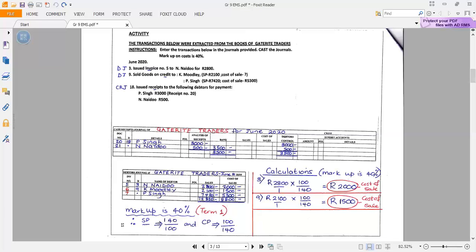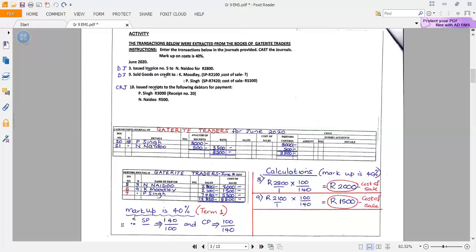Invoice number 5, can you see? Date is the 3rd. I have effected N. Naidu's name there under name of debtor. Then I go to sales. It's 2,800 Rand. That is what is given to us. Can you see that? But remember, we have to calculate the cost of sales. How do I calculate the cost of sales, keeping in mind that the markup is 40%? Let's look here. The markup is 40%.